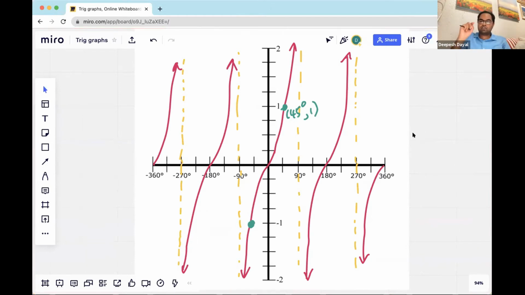Right, so it's nice to show one point at least on your tan graph, and I've got this point here, the 45 degrees and the 1, right? So this is our tan graph. What is the period of this tan graph? How many degrees does it take to complete an entire graph for tan? Yes, it is 180 degrees.